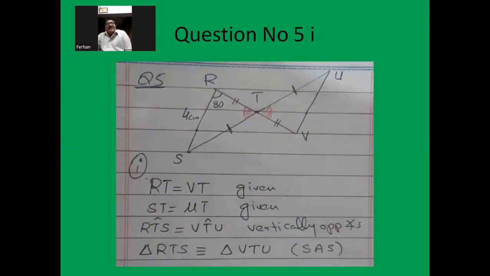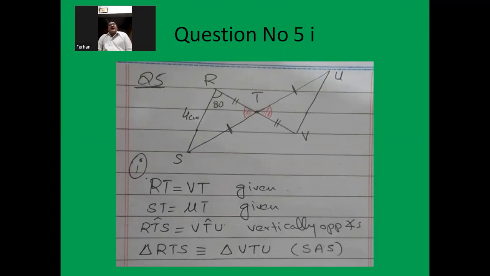So RT is equal to VT. It is given. You can see the RT side and the VT side are equal to each other. It is given. The ST side is equal to the UT side, and that is also given.